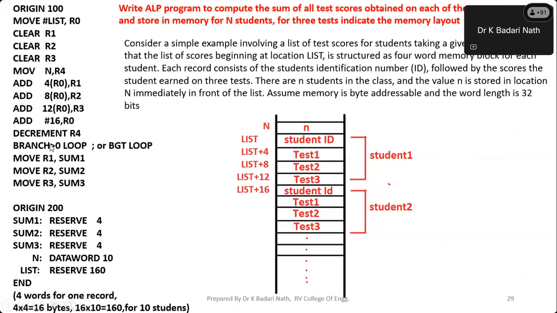Now it will repeat. Once you finish the program, R1 contains the sum of all the test 1 scores of all the students, R2 contains the test 2 sum, and R3 contains the test 3 sum. So this is how programs are built in assembly language for doing this.